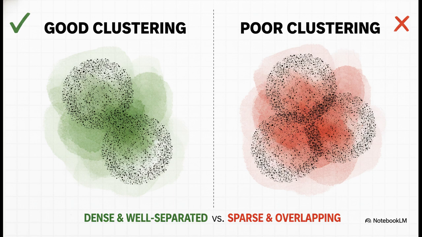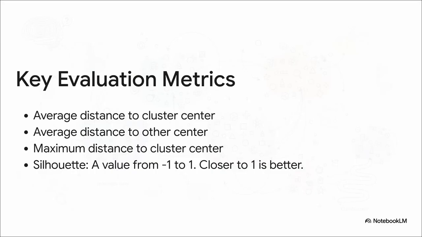A good set of clusters is when the points in each group are huddled tightly together and there are big, clear gaps between the different groups. And of course, we can measure this with math. There are a few key metrics, but they all basically boil down to answering 2 simple questions. 1, are the points in a cluster close to their own center? And 2, are they far away from the centers of the other clusters? There's even a popular score called silhouette that kind of rolls all of that up into one simple number to tell you how good the separation is.